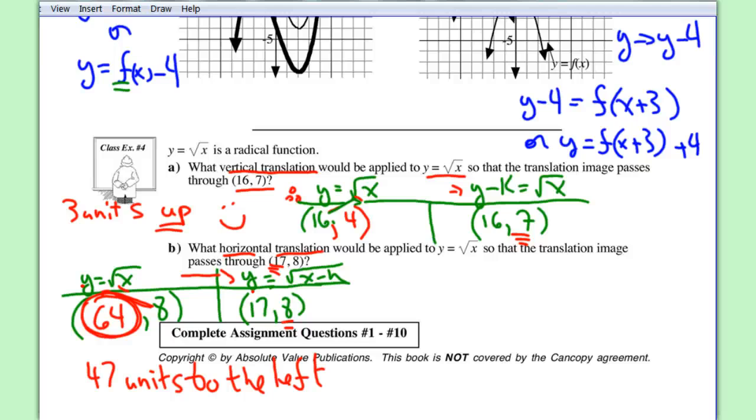Therefore, when we look at our function, x must have been replaced with x plus 47. And if I go back to this one, y must have been replaced with y minus 3. All right. So vertical translation up. It didn't say for us to write the equation.